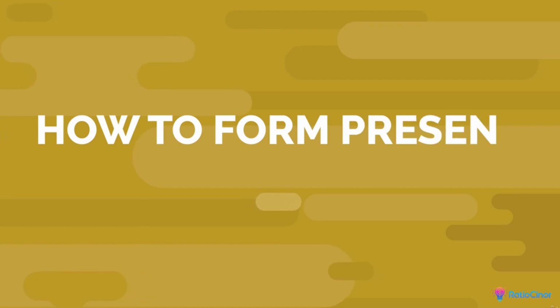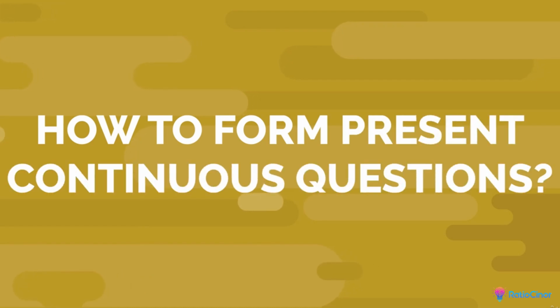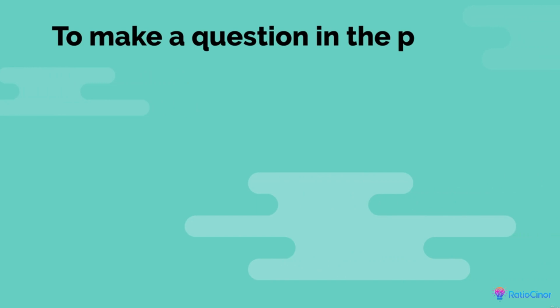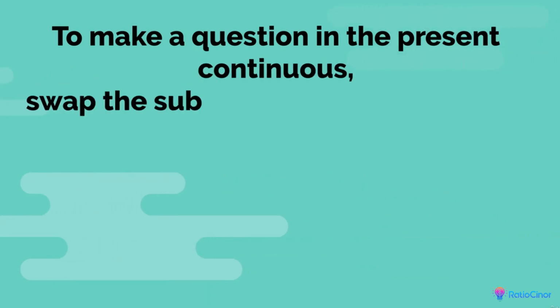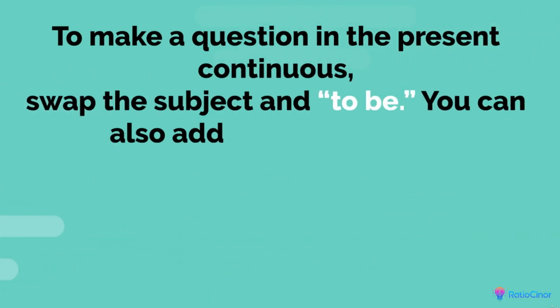How to form present continuous questions. To make a question in the present continuous, swap the subject and to be. You can also add question words.